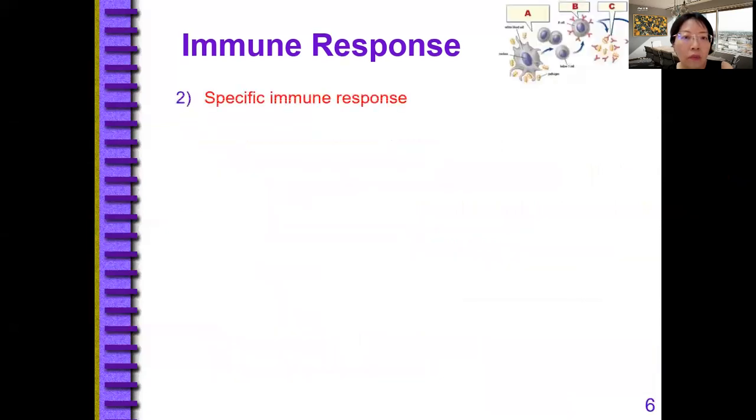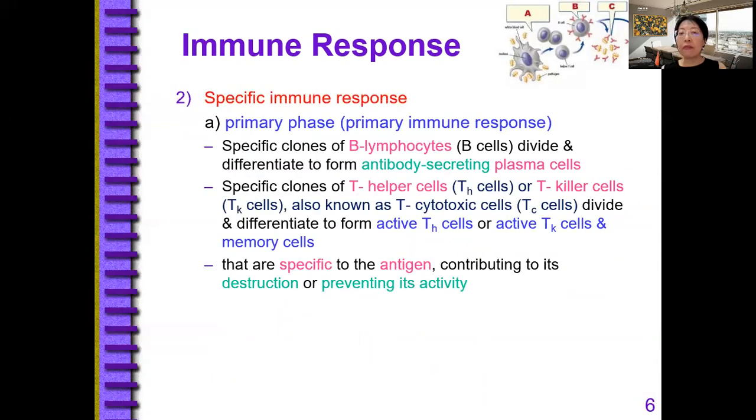Now this is a definition of specific immune response. It's very wordy. I will go through it with you, but I prefer to use a diagram to guide you so you understand better. We will go through this definition first, then when I use the diagram to describe, you will understand fully. You might not understand yet, but it doesn't matter.